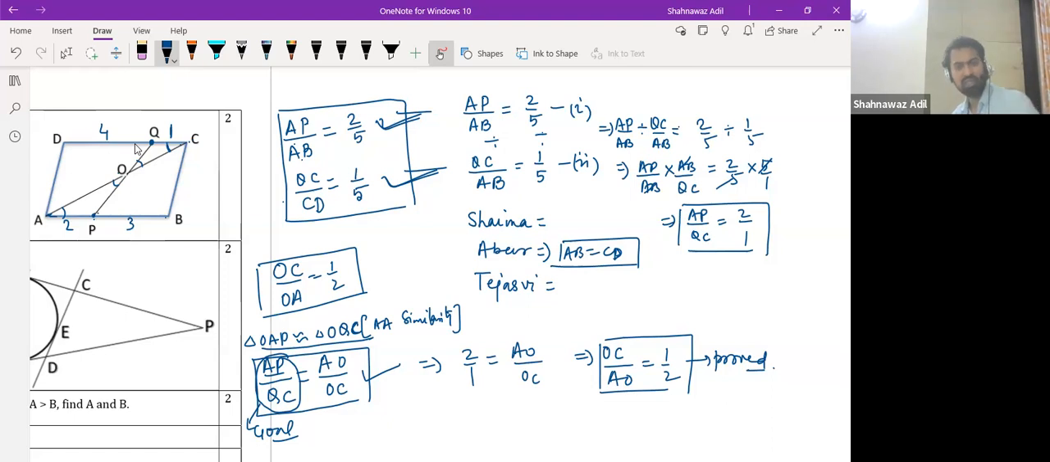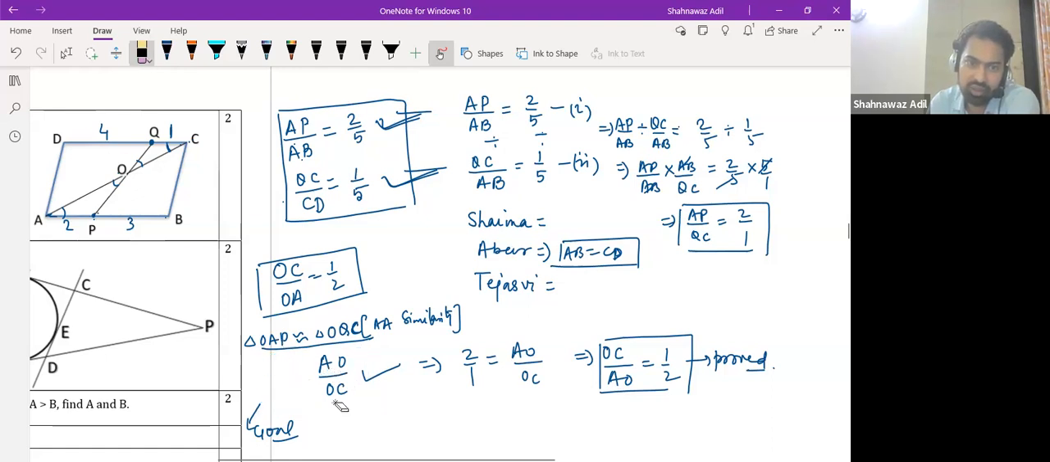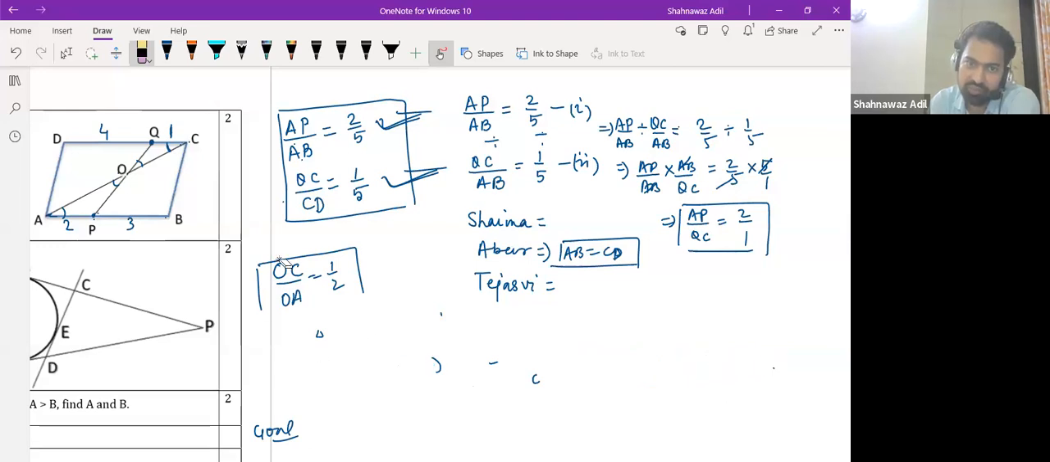So whenever you have noted it down, note it. Tejasvi and Shaima, what about you? Noted, sir. Shaima, what about you? No, sir. Okay, so now let us do this next question.